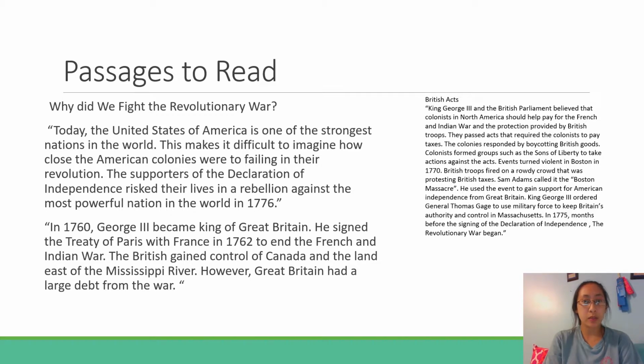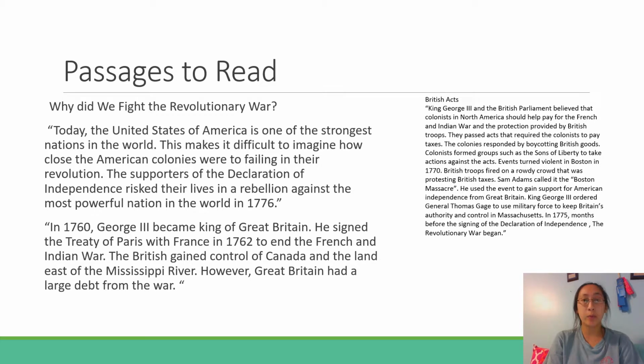Sam Adams called it the Boston Massacre. He used the events to gain support for American independence from Great Britain. King George III ordered General Thomas Gage to use military force to keep Britain's authority and control in Massachusetts. In 1775, months before the beginning of the Declaration of Independence, the Revolutionary War began.